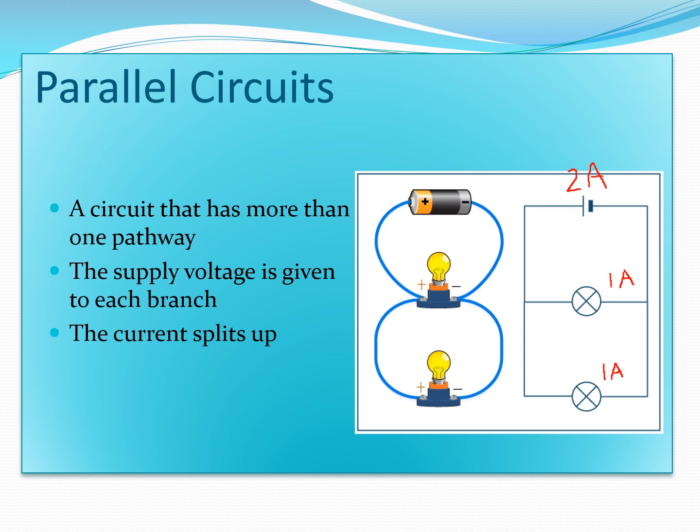is accounted for. If these lamps were different from each other, and we said that this lamp here had 0.5 amps, that would mean that this one down here had to have 1.5 amps. So you'll see that the current has split up, but the 2 of them added together, the 0.5 and the 1.5, both still add up to what we started with, the 2 amps.